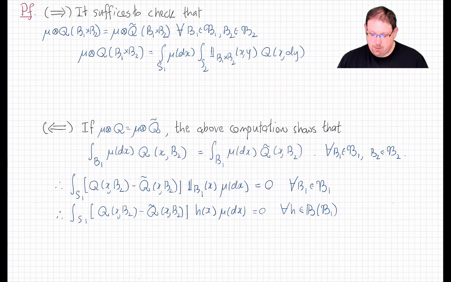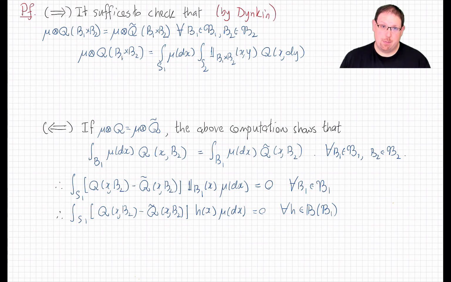For the forward direction, that is, if the kernels agree on a mu almost sure set, well, to check that the product measures agree, it suffices to check that they agree on product sets. That is, again, a standard application of Dynkin's theorem. I like to say by Dynkin, the way that some might in the old world have said by Jove. But Dynkin did teach me probability theory, so I'm biased. So we can just check that real quick right now.